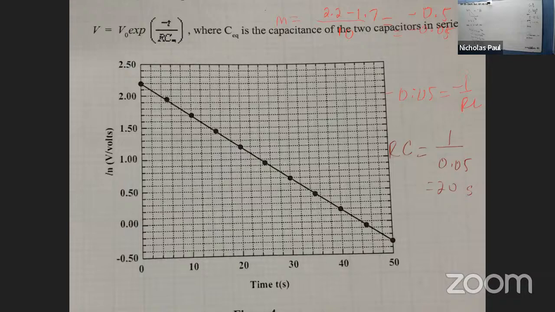For now, use R as 1,000, right? Use R as 1,000 and then find C. I got 1,000. Yeah. I'll be back for you, give me one second.